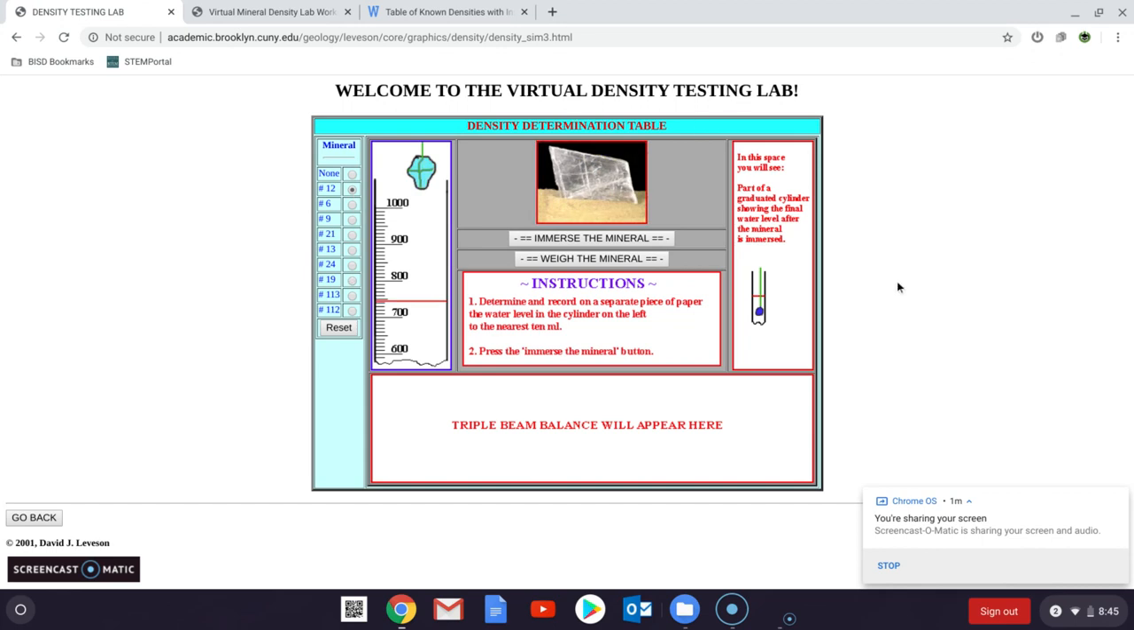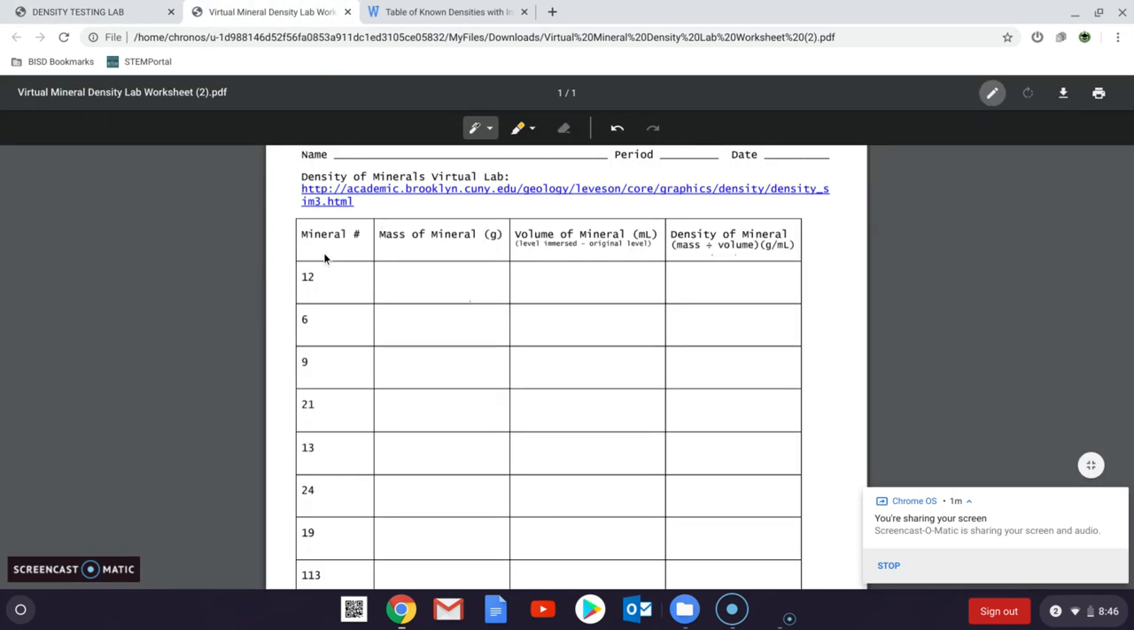Tomorrow we will be working on how to identify minerals in other ways besides density, but today we're just focused on density. In front of you, you should have this lab sheet where we've got each of the number of minerals listed here on the left, and then we've got mass of the mineral in grams and volume of the mineral in milliliters. And then obviously we know that if we can find the mass and the volume, then we can calculate density.